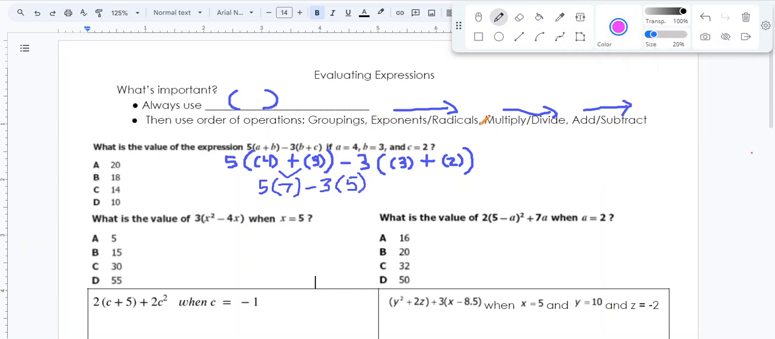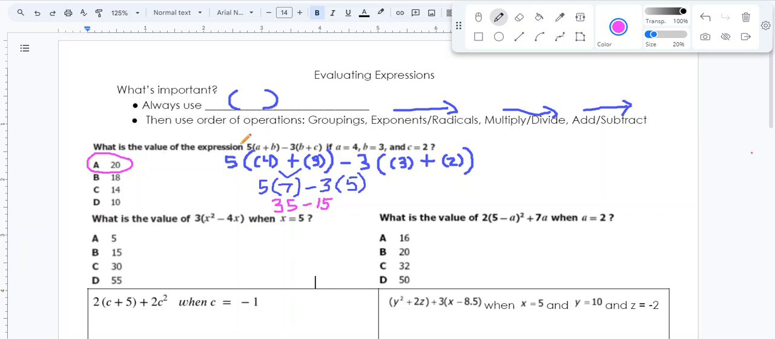My next step is exponents and radicals. There's no exponents or radicals. My next step is multiply or divide. We do have multiplication. We have 5 times 7. When a number's next to a parentheses, that means multiply. So 5 times 7 is 35. All right, and then I can also do this one, 3 times 5. 3 times 5 is 15. And I see there's a minus sign in between, so I want to make sure I keep that there. And now 35 minus 15 equals 20. So 20 is our answer.